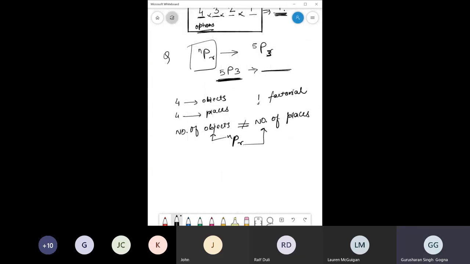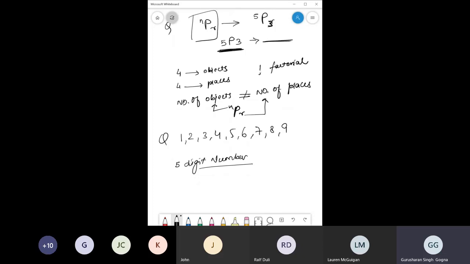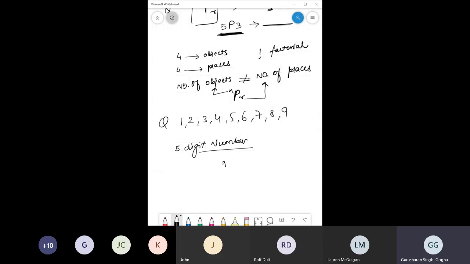But if you have a number of objects which is generally greater, so for example, let's take an example: 1, 2, 3, 4, 5, 6, 7, 8, 9. How many numbers did I give you? 9. But I don't want a 9-digit number from you. I want only a 5-digit number from you. How many 5-digit numbers can you form using these numbers? So how many objects do you have? 9. How many places do you have? 5. So 9P5 is your answer. And obviously you can use a calculator to do that.